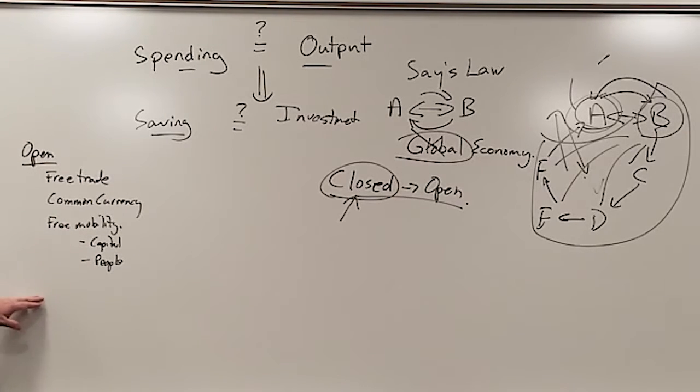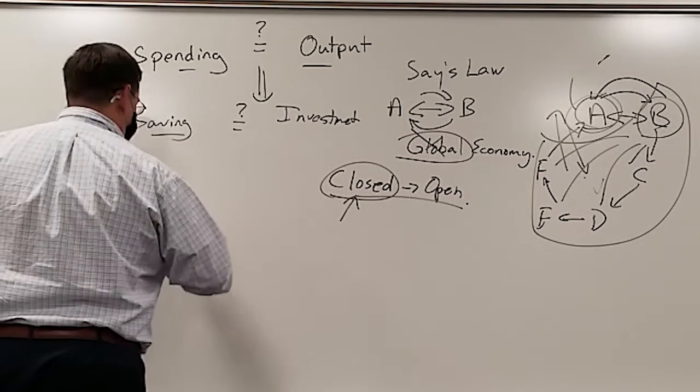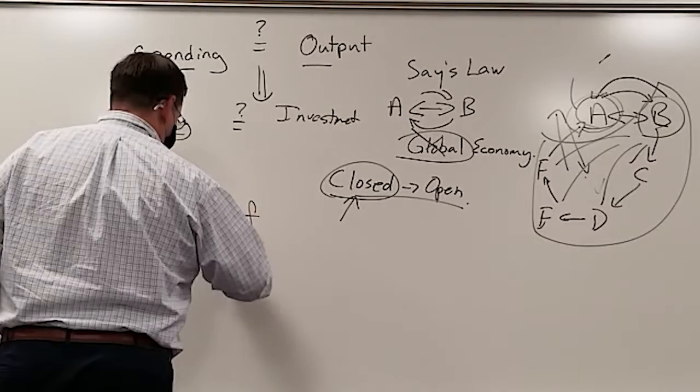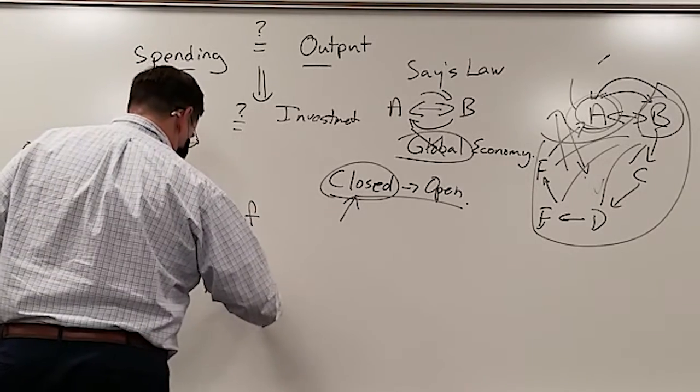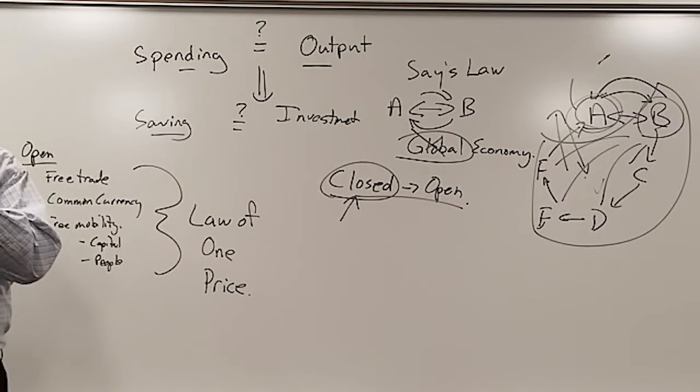In this world, we would observe an interesting phenomenon called the law of one price. The idea behind the law of one price is that the price of a pair of shoes is the price of a pair of shoes, no matter where you buy it and no matter where it was made. Given a certain quality, the price is the same no matter where you buy it from. And this would be true for all goods and all services.